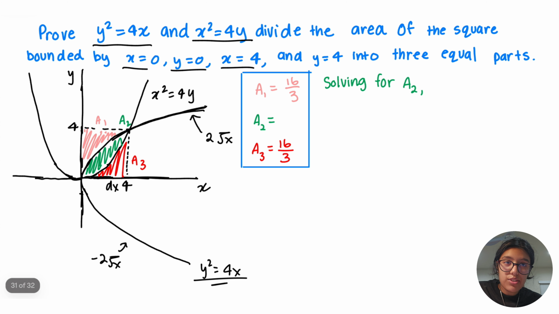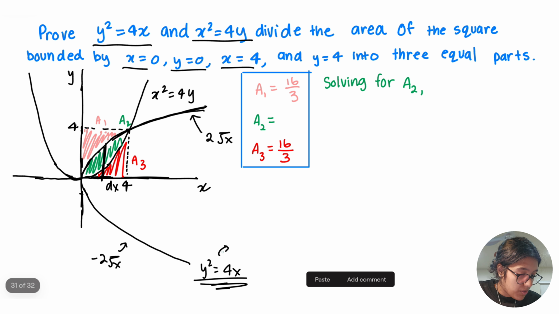Now solving for A2, it doesn't really matter if you take vertical or horizontal strips. They're just going to be equally as difficult or easy to solve. So I'm actually just going to take vertical strips. If you take vertical strips, we know that this is dx and this is y. So we need to find y. In order to find y over here, it has to be this minus this. We know that the curve is y squared equals 4x, and from here, y is equal to 2 root x.